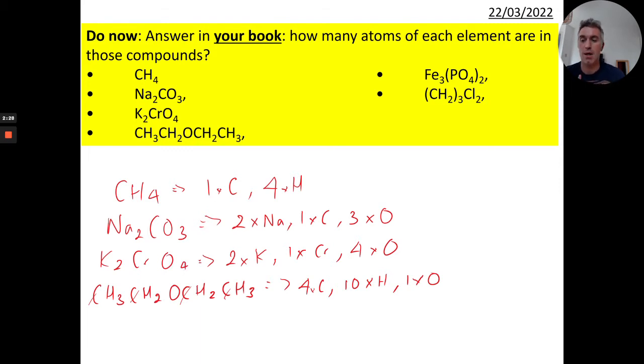Easy. The next one's a bit trickier because they're not all grouped together. The CH3, CH2, O, CH2, CH3. If I cross off my C's, 1, 2, 3, 4, I have 4 carbons, so I've written 4 C. Now the H's, I've got 3 there, plus 2 there, plus another 2 there, plus a 3 there, which makes 10. 10 times H. And last but by no means least, oxygens, there is 1 oxygen, so I've just written 1 times O. Easy. If you haven't got that so far, you can just do the next 2. If you want to pause, do a bit more, or the answer will come in just a second.